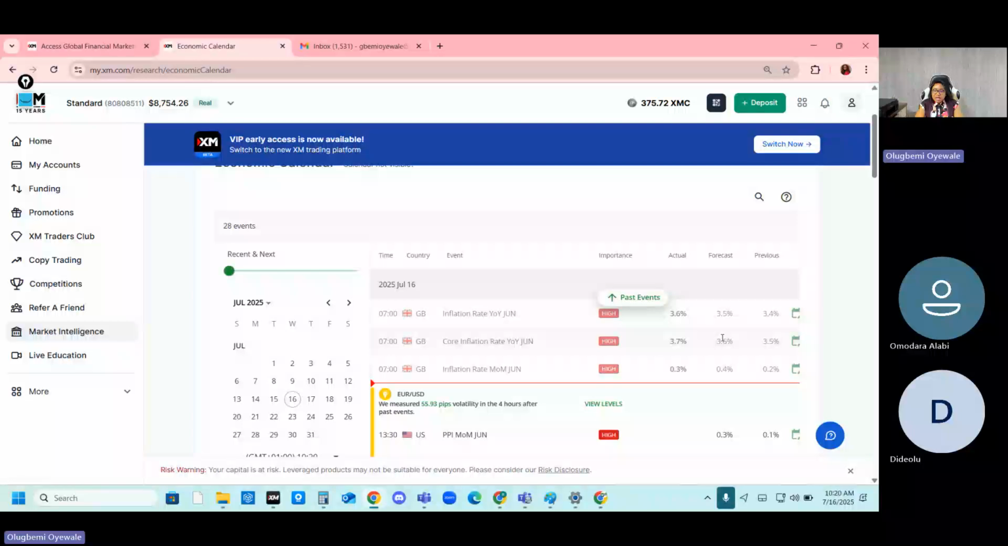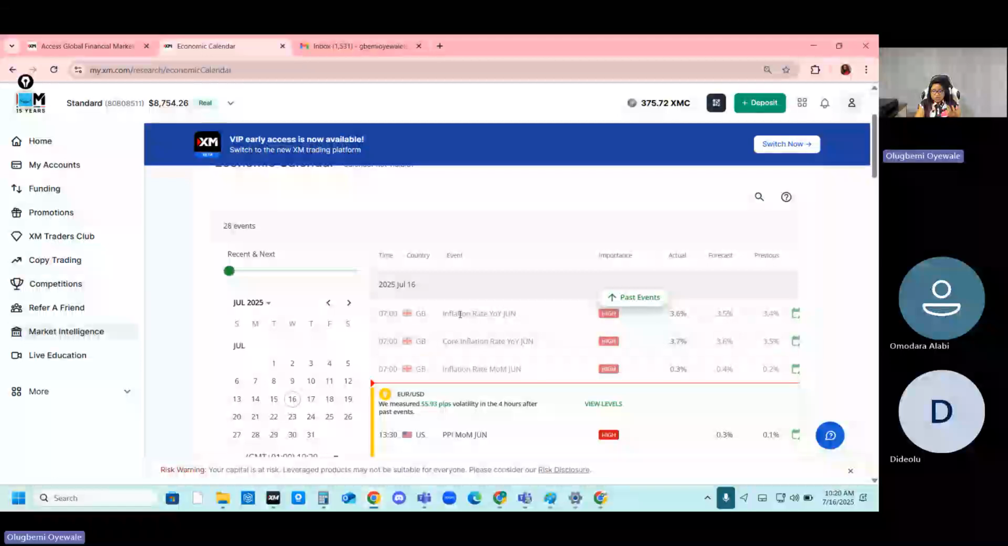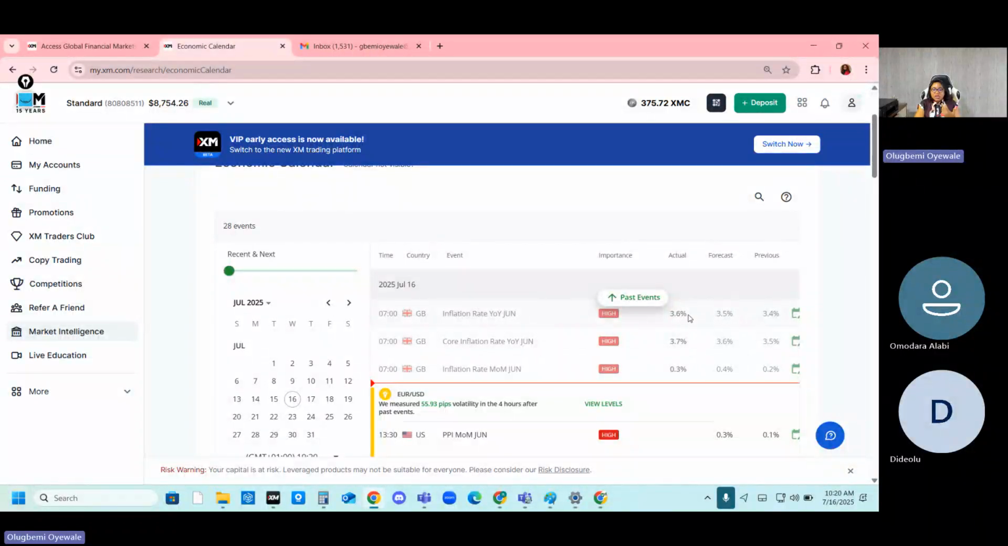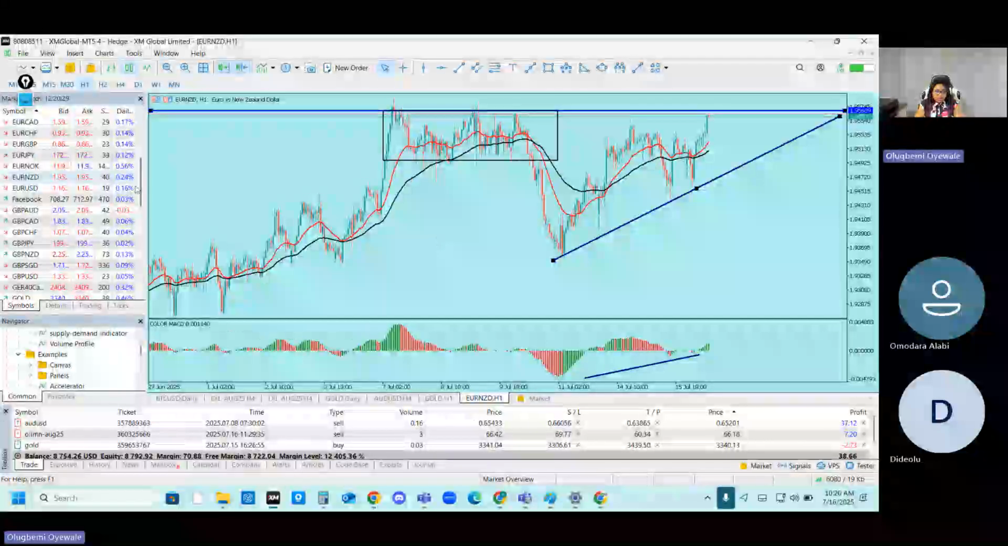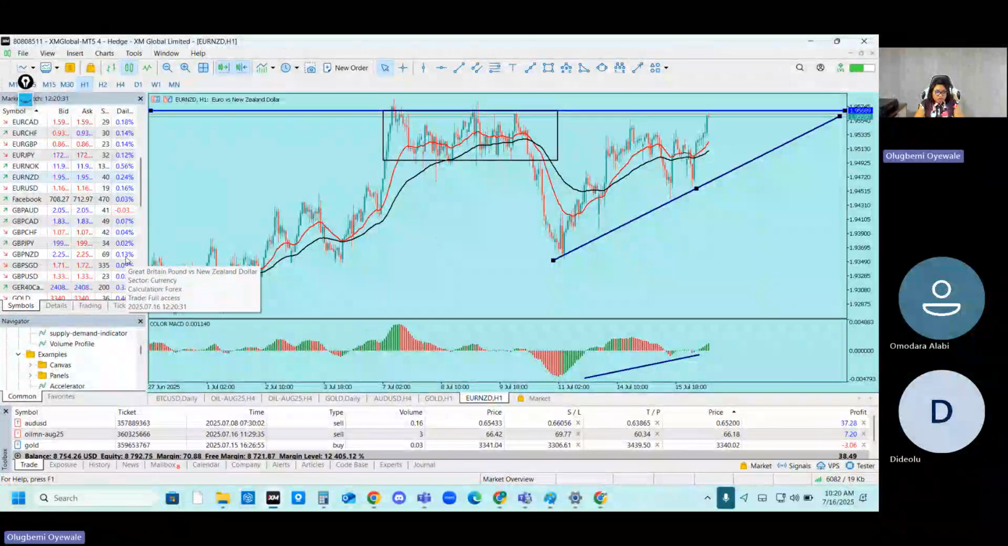So if it now comes out higher, you would see that YOY, which is year over year, the core inflation is higher than the expectation. The real nominal inflation is higher than the expectation, which means that we expect that to rise. However, month over month, it's a bit lower than the expectation, but still higher than the last one. In that case, I want to see what kind of impact it has on GBP.